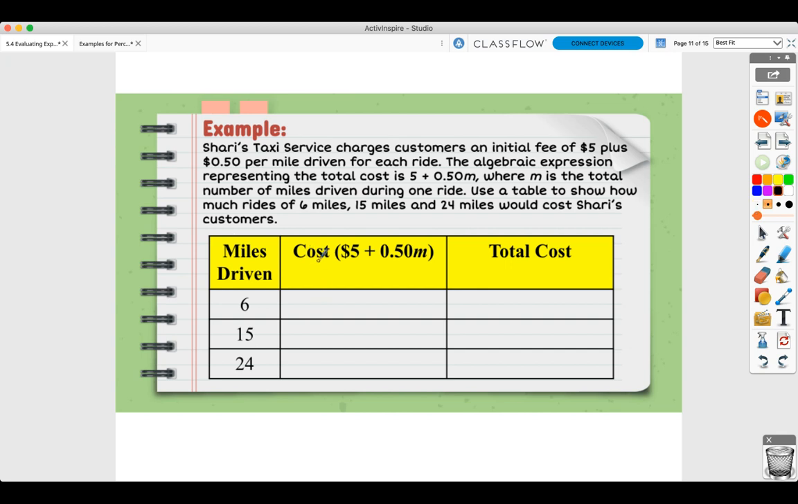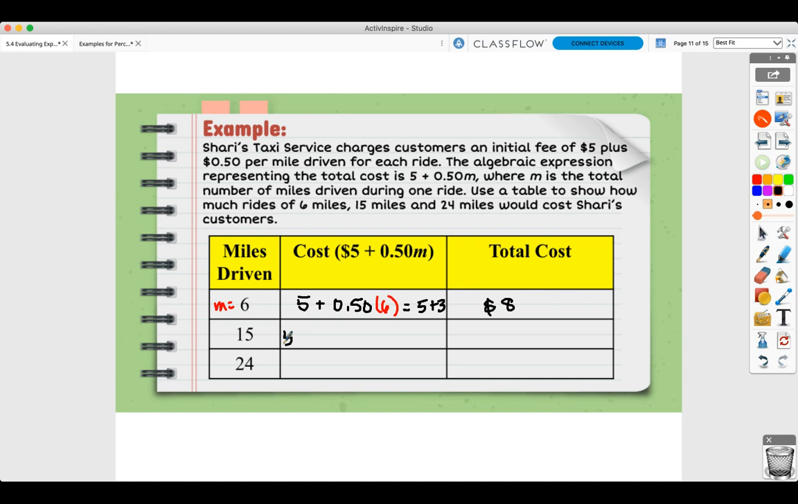So they're saying the cost is going to be $5 plus 0.50m. So we're going to have 5 plus 0.50, and m this time is 6. M equals 6, so we're going to put in 6 over here. Again, adding and multiplying, so you do multiplying first. So 5 plus 0.50 times 6, which is 3. So it's going to be $8.